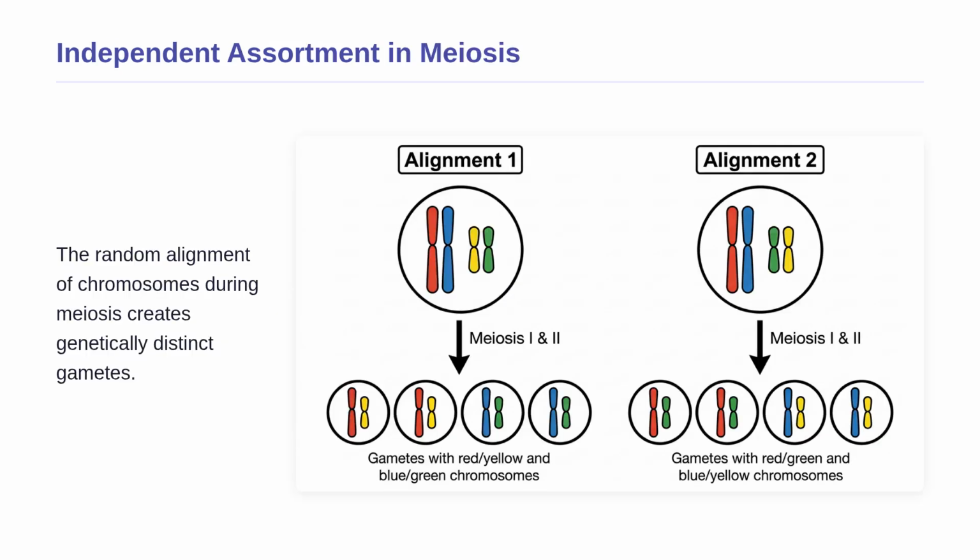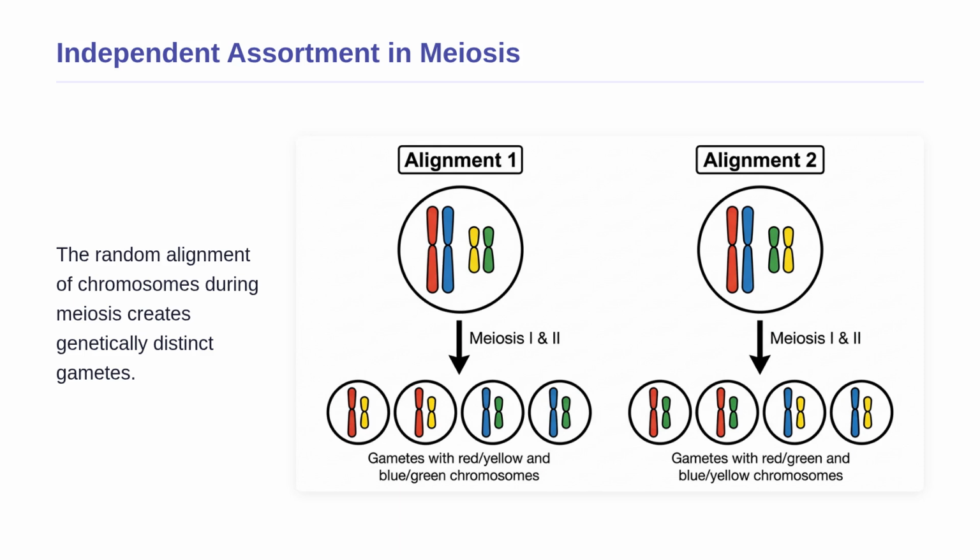To truly grasp how we got those probabilities, let us look at the cellular level. This diagram shows exactly how independent assortment happens during meiosis. You're looking at two possible ways chromosomes can align at the cell equator, labeled alignment 1 and alignment 2. The cell has two pairs of chromosomes, distinguished by size and color. In alignment 1 on the left, the red and yellow chromosomes line up on one side, leading to gametes that carry that specific combination. But look at alignment 2 on the right.